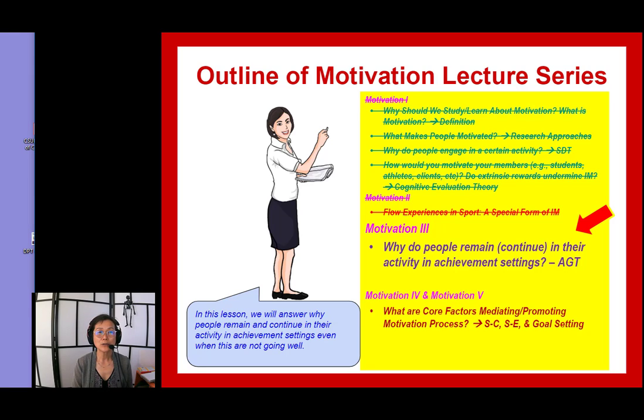Then the last question is how do we motivate our followers? Is it okay to use extrinsic reward? And cognitive evaluation theory really gave us guidance on how to answer the question. And then we moved to motivation lecture series number 2, related to a special form of intrinsic motivation, which was flow. Now we are moving to the third topic out of a total of 5, to answer again why do people continue in their activity in achievement setting.